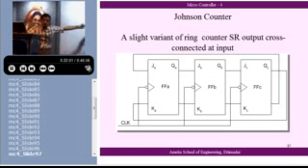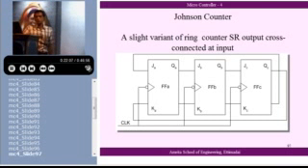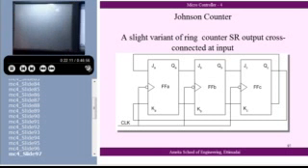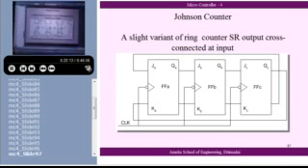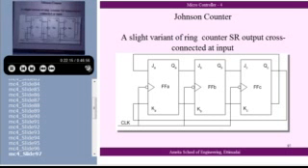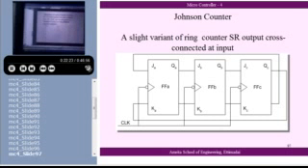Any number you can load. You will just go on circulating. This is a slight variant of the ring counter. It is called a Johnson counter. In the Johnson counter, I take these outputs, instead of directly putting them to J and K, I cross connect them. It behaves in a slightly different fashion. It's called a Johnson counter. You please go through that sequence. It will be slightly different. I showed it here.